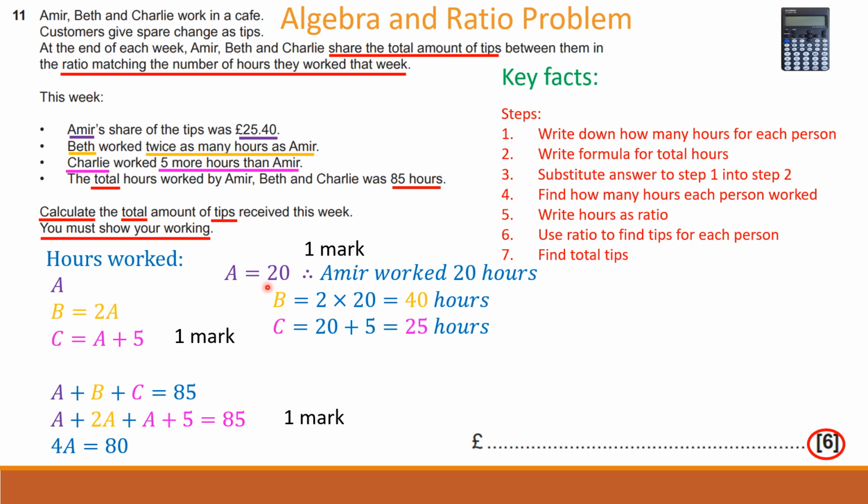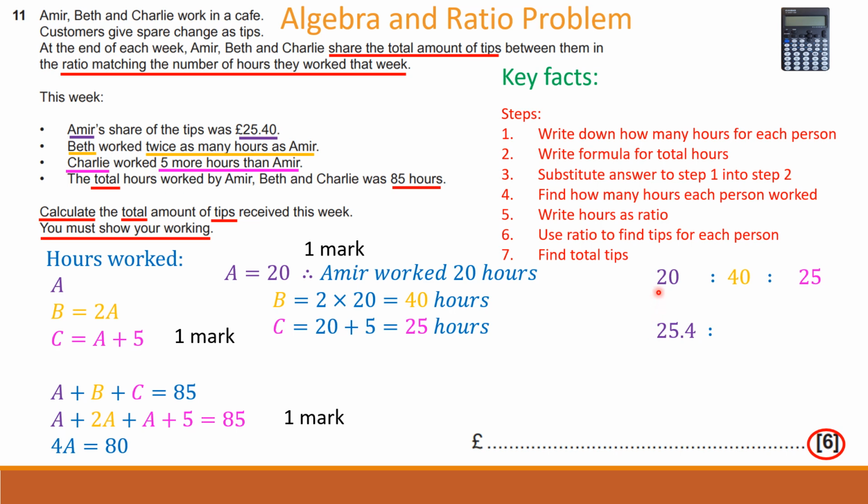Now I've got the values of the hours, I can write these in a ratio. So this is going to be step 5, writing the hours as a ratio. So my ratio is going to be 20 to 40 to 25 for the hours worked as a ratio for A to B to C, or Amir to Beth to Charlie. Now we know Amir got paid £25.40. So we can write that under the amount for Amir.